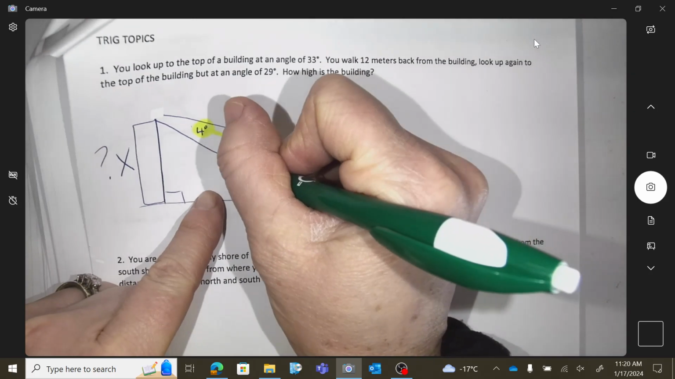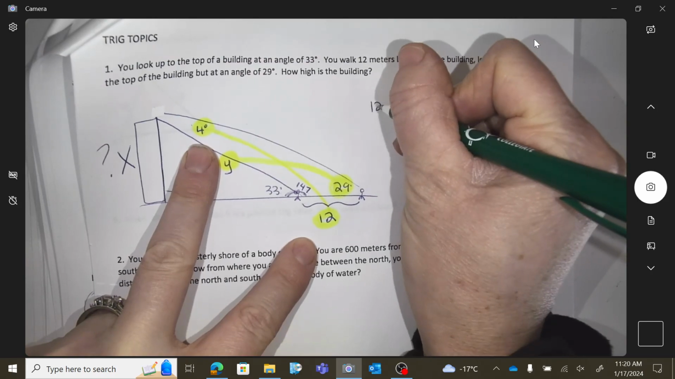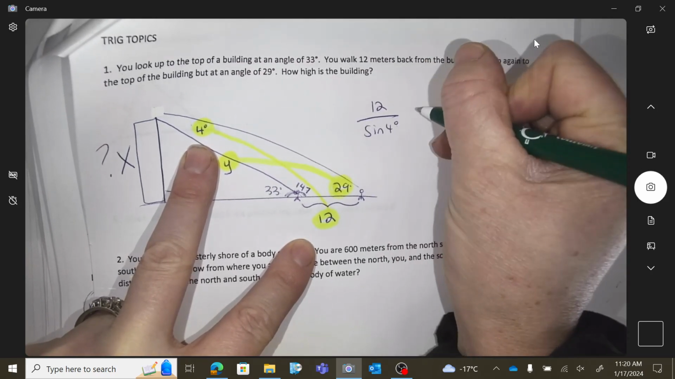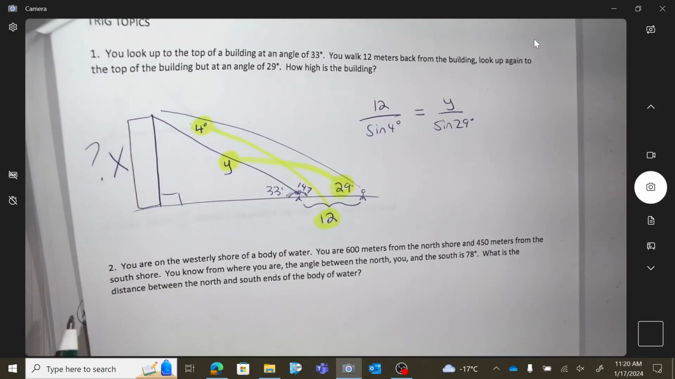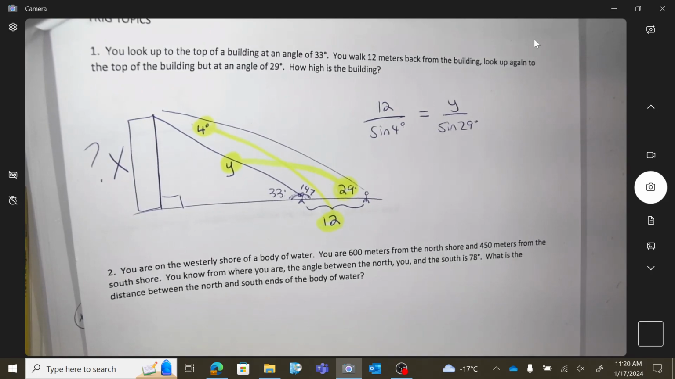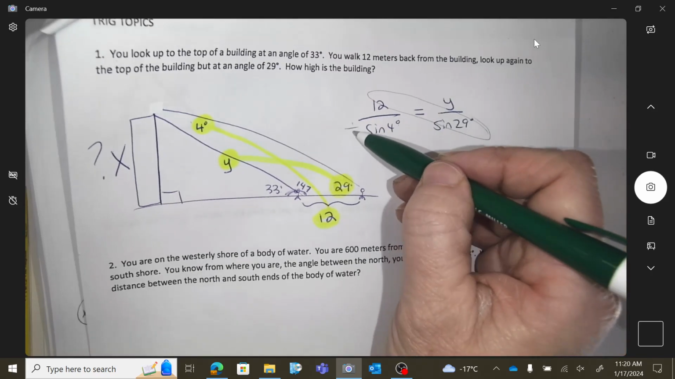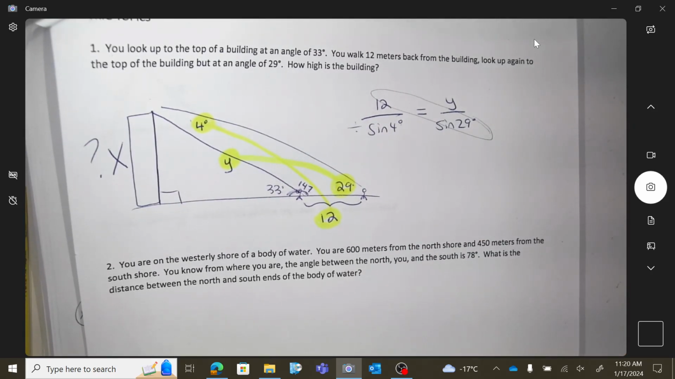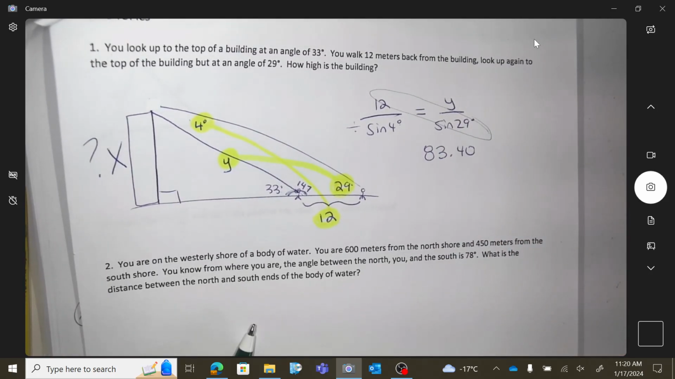Okay, so I'm going to call this letter y instead. So 12 over sine 4 equals y over sine 29. That's what sine law looks like. And once you have it set up, you can do a times divide scenario, right? Not a bad idea to make sure you are practicing your typing along with me, because in this unit, the typing is important.